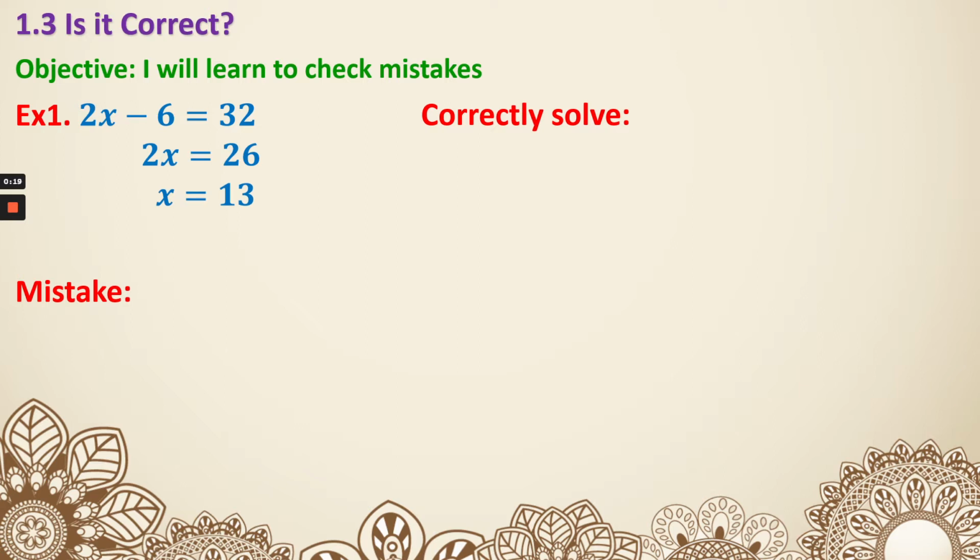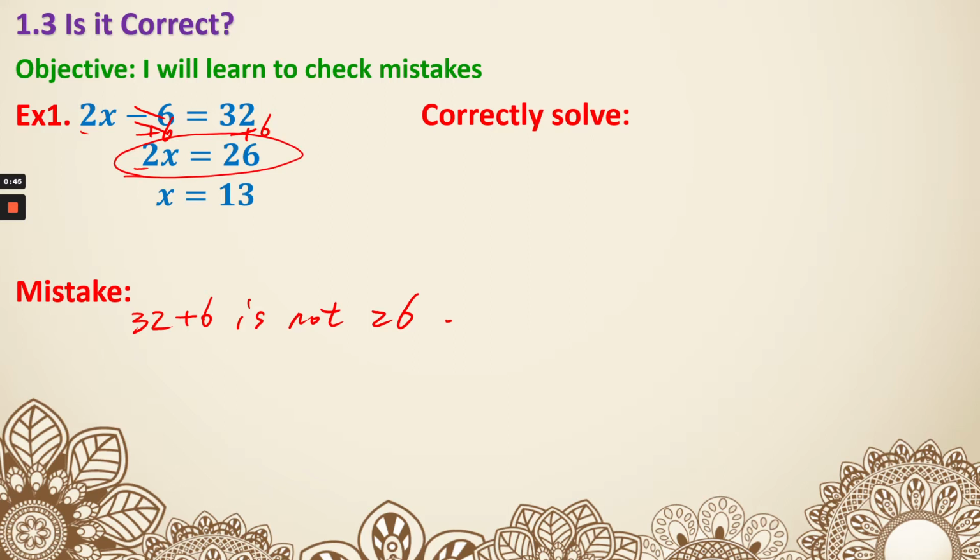If I'm solving that equation, 2x minus 6, I would need to add 6 to both sides. That is gone, the 2x is there. Now I can already see the mistake. 32 plus 6, that's clearly not 26. So I identify the mistake. 32 plus 6 is not 26. That's where the mistake is.